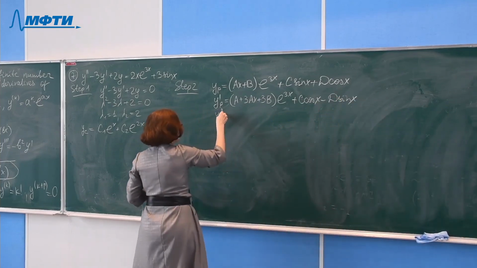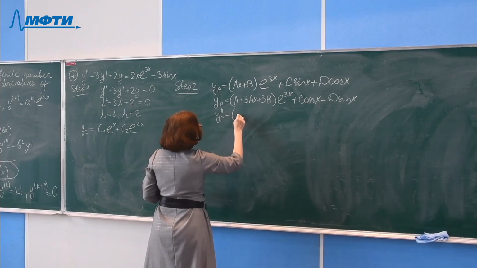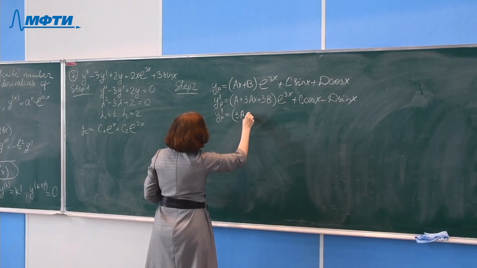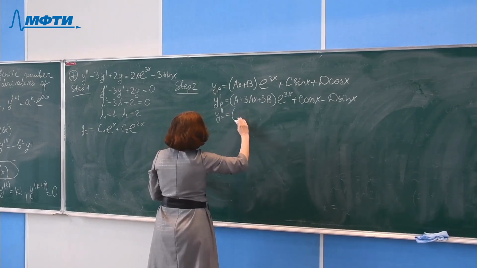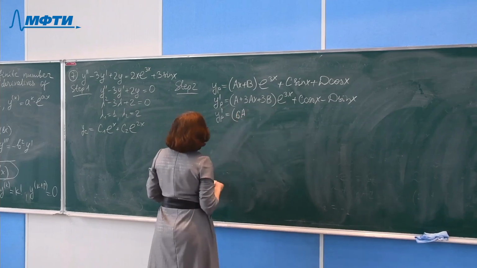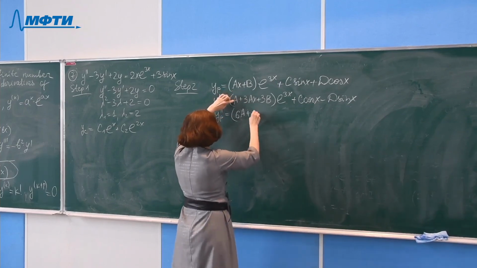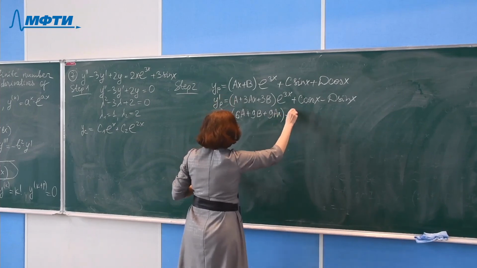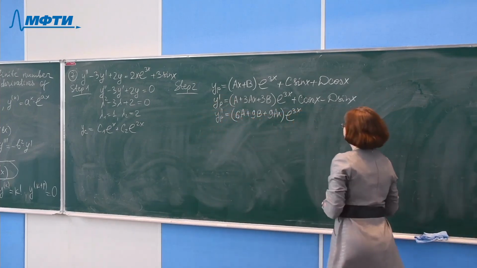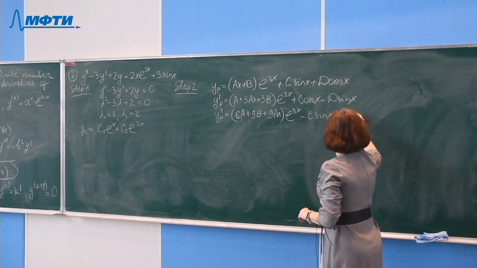Next, y double prime is equal to, so we differentiate, 3a plus 3a, so it will be 6a, right? If we differentiate this, or multiply, so plus 9b plus 9ax, times e to 3x, minus c sin x minus d cos x.